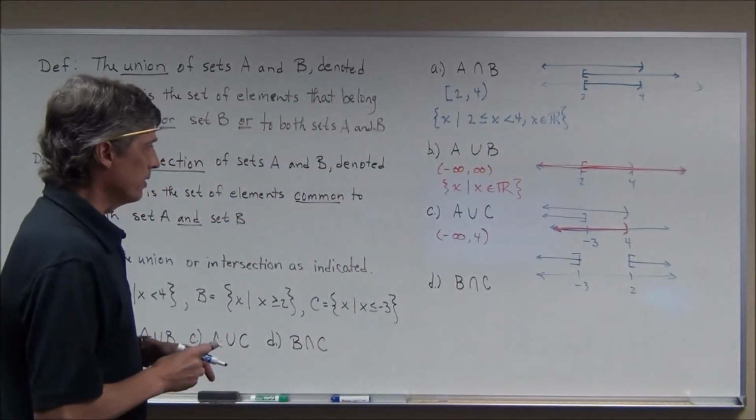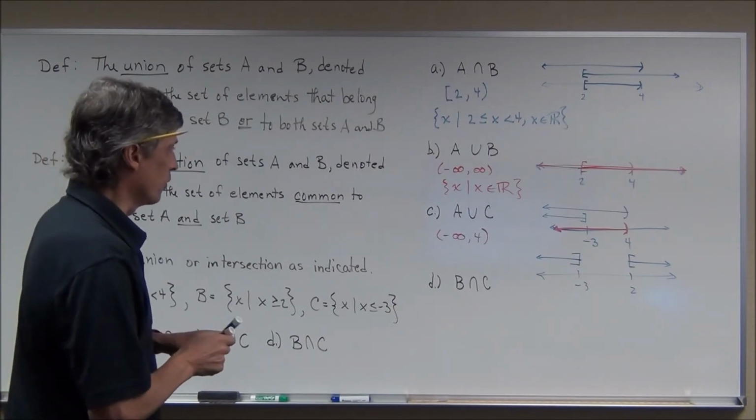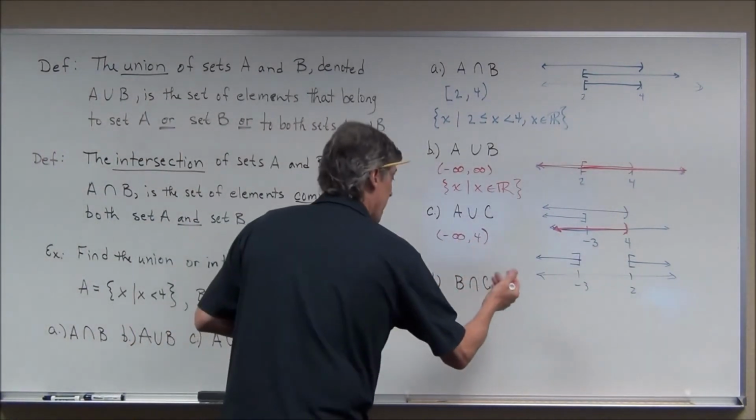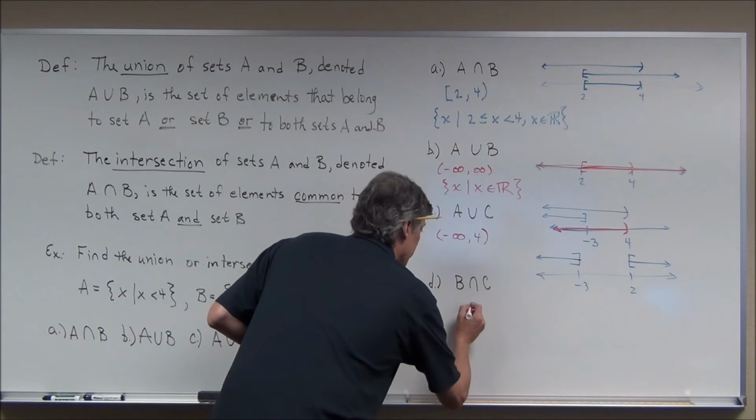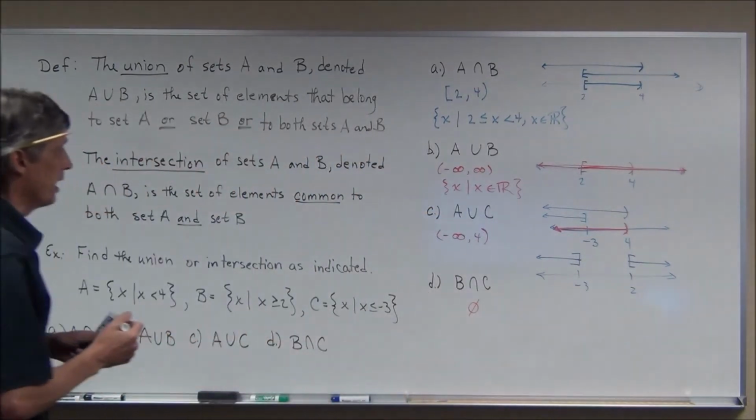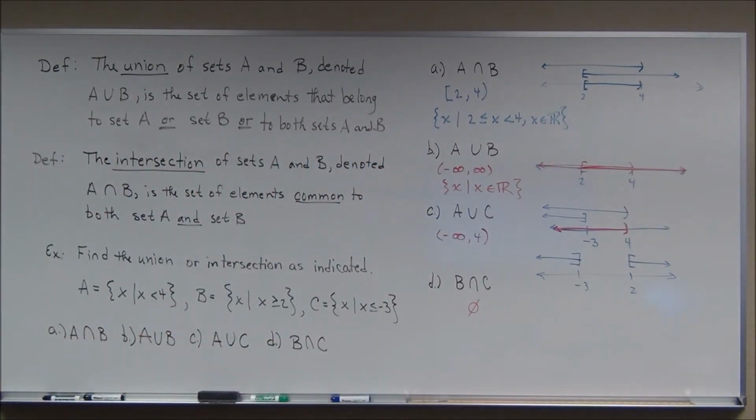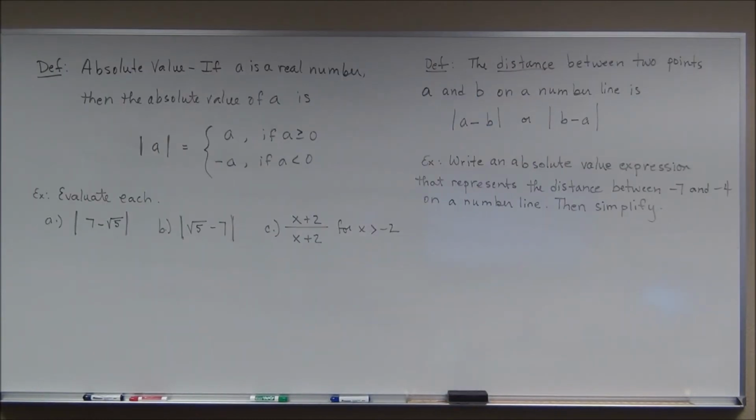They don't overlap. Well, that's easy. If they don't overlap, then there is nothing common to both, and it is the empty set. And that's how you're going to approach the intersection and union of sets. Another key idea is the idea of absolute value.